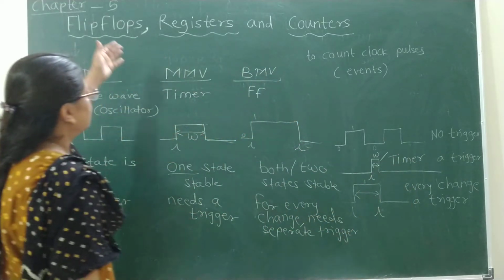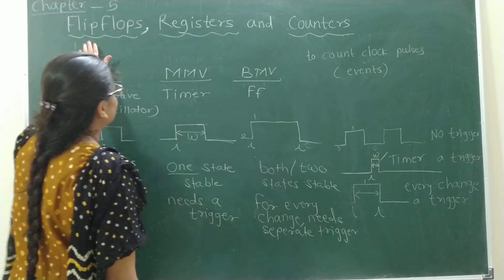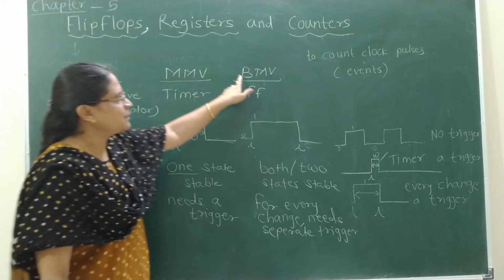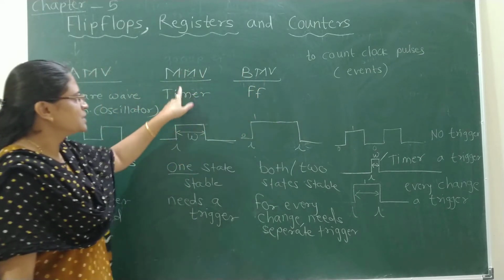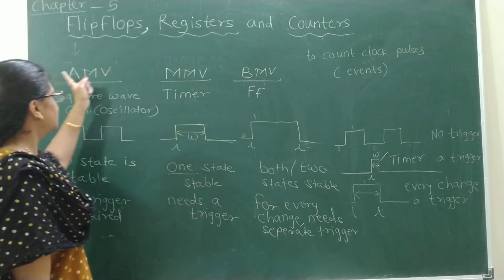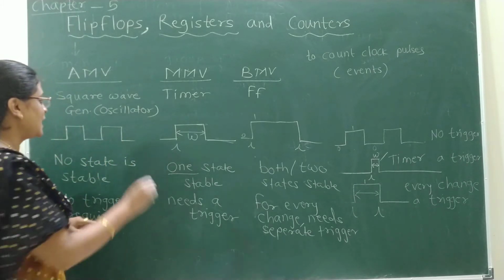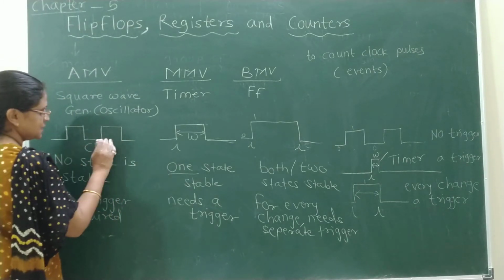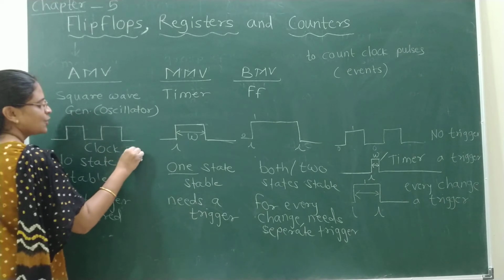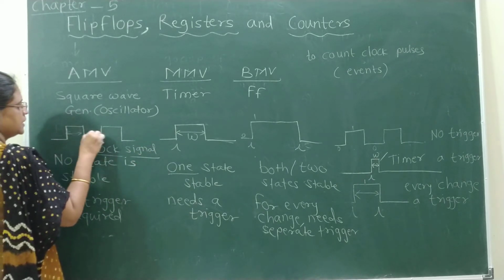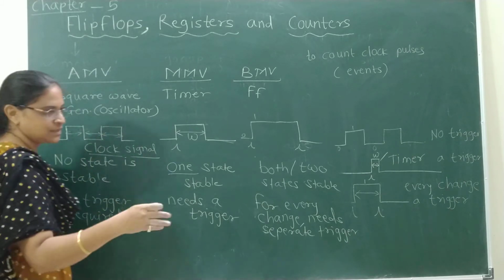So this was the introduction of flip-flops, registers and counters, where the flip-flop is nothing but the bistable multivibrator, the timer circuit is the monostable multivibrator, and the oscillator, square wave generator, is also known as the clock signal generator. This signal is basically known as the clock signal, where high state and low state arrive after a certain period.